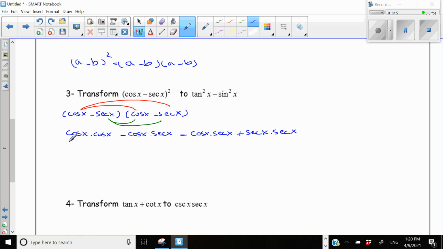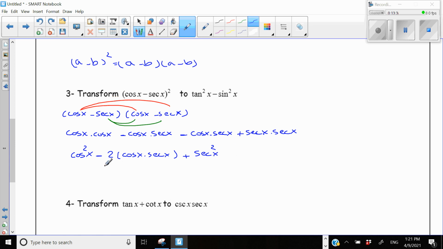Okay, now cosine times cosine is cosine squared of x. Negative cosine times secant minus negative cosine times secant. You see, these two are like terms. Cosine secant, we have two of them, so we can combine them. It will be minus 2 cosine of x times secant of x. Plus, next one is secant times secant. It will be secant of x squared.